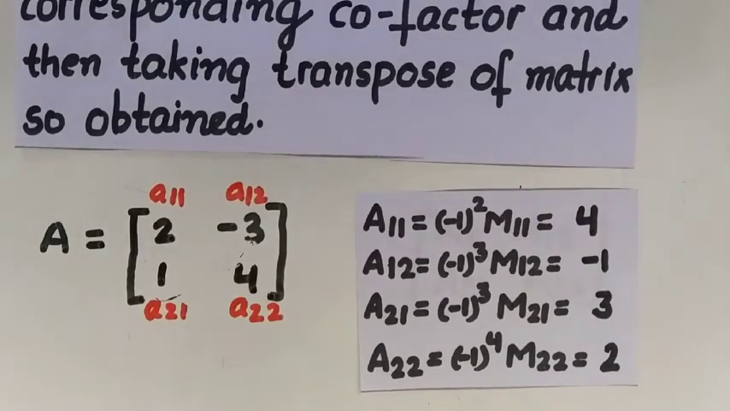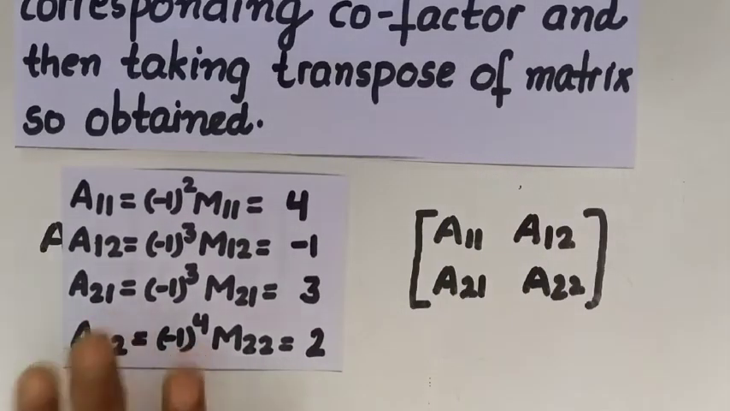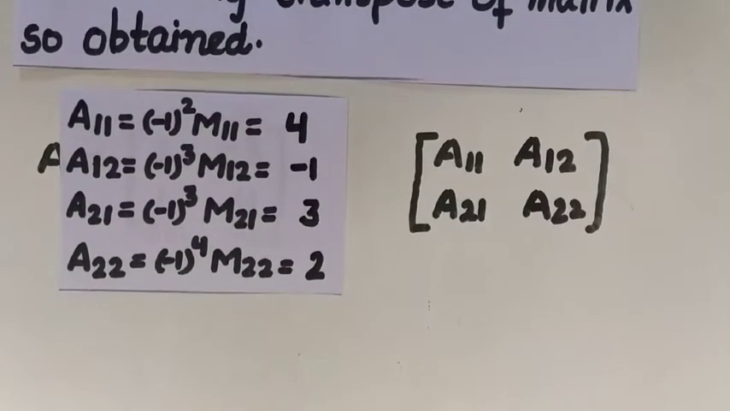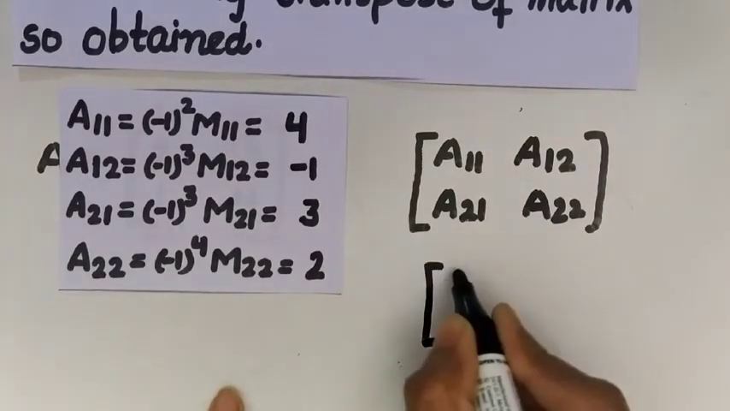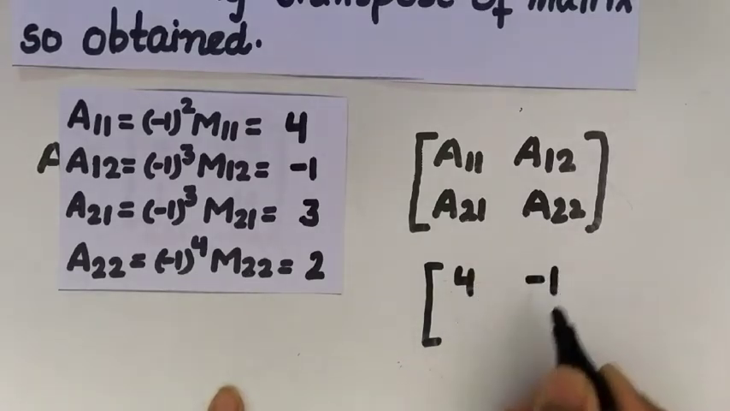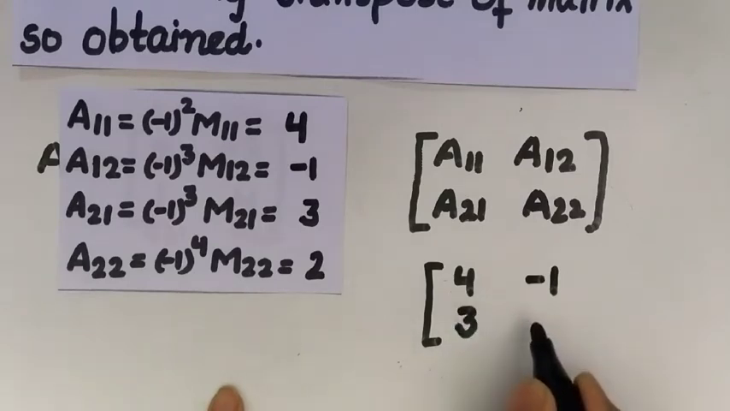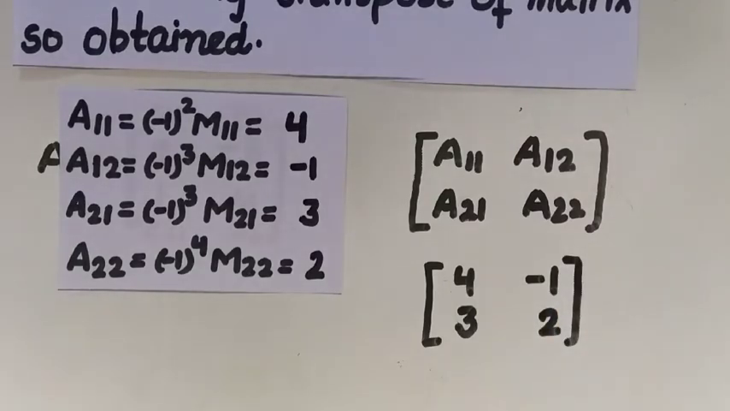Now I will substitute all these cofactors at their respective positions. So let us substitute. Now at the place of A11, I will put 4. At the place of A12, minus 1. Then at the place of A21, 3. And then at the place of A22, 2. So I have substituted all cofactors at their respective positions.